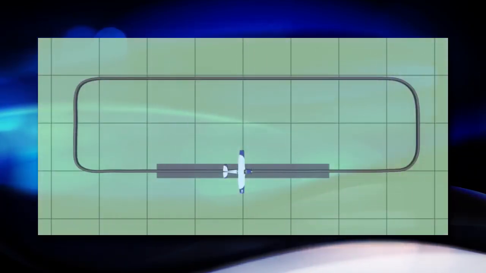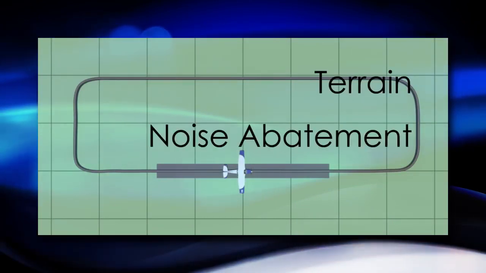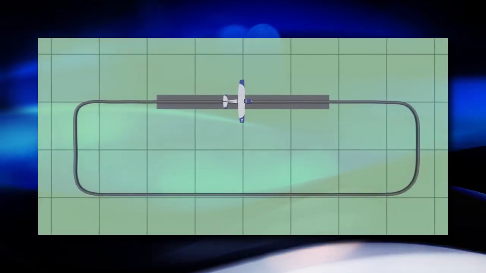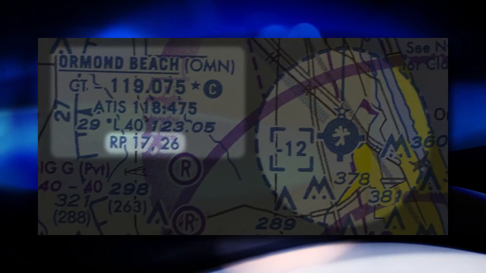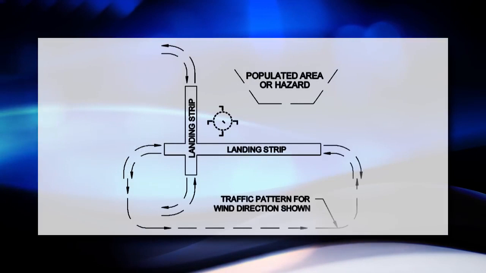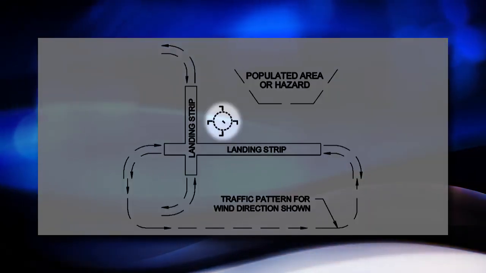As previously stated, standard patterns are flown with all turns to the left, for reasons of terrain, noise abatement, or to prevent conflict with other operations. Some airports have right-hand patterns for some of their runways. Right-hand patterns are depicted on aeronautical charts, noted in airport facility directories, and shown by indicators on the surface of the airport, referred to as segmented circles.